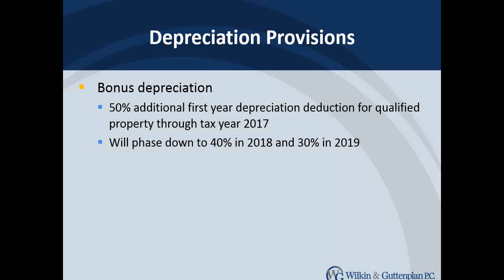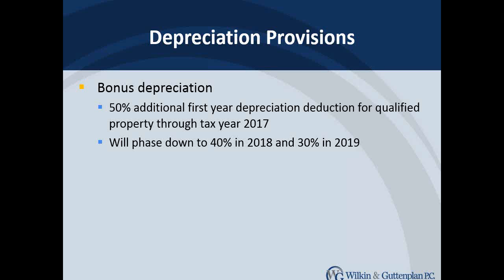It started off as a 30% initial immediate write-off, and then it went up to 50%. For a number of years, it was at 100%, and now it's back down to 50%. And as the slide shows, it's going to be phasing out over the next couple of years. So we're at 50% through tax year 2017. It's going down to 40%, 30%, and then it's gone after 2019.